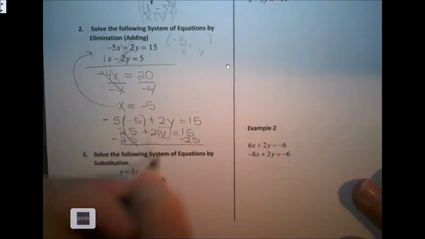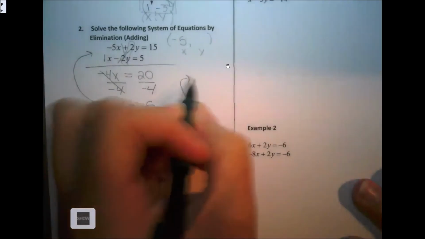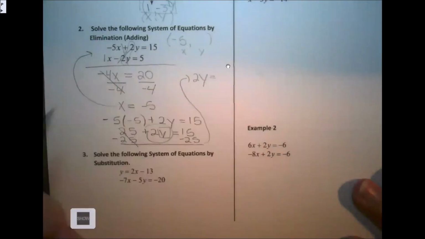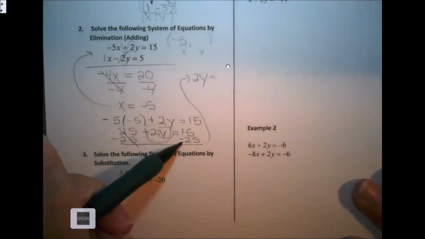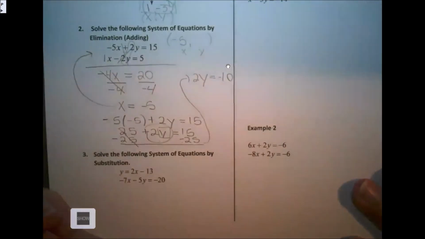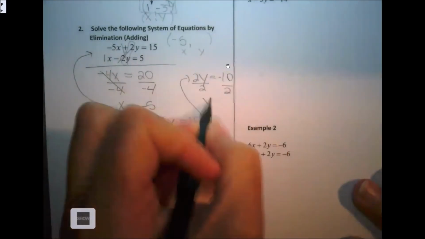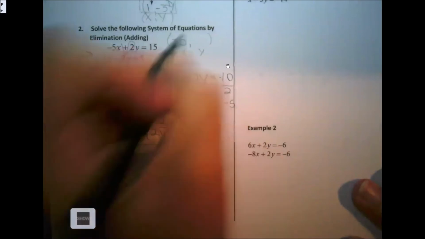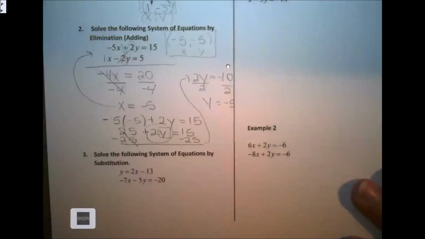And I'm going to take this up here. I have a 2y left here, so I'm going to take this up here just because I'm out of room. 2y equals 15 minus 25 gives me a -10. And then I'm going to divide by 2, y is equal to -5. So you should have had -5 and -5 as your answer. Your x and y are the same.